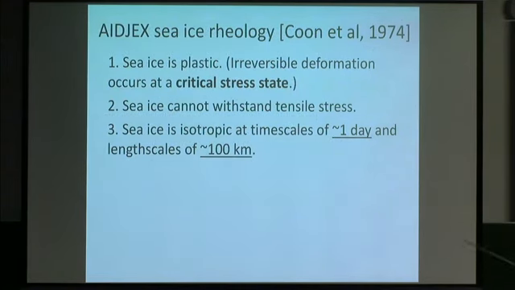So I'd like to go back to some concepts from the AIDJEX experiment, the Arctic Ice Dynamics Joint Experiment, a joint US-Canadian venture, some time ago. This 1974 paper produced a sea ice dynamics model based upon theoreticians' understanding and observations in the Arctic. These are some of their key assumptions behind that model. They start off with the assumption that sea ice is plastic, so irreversible deformation occurs at a critical stress state. So it's fundamentally different from Newtonian flow.